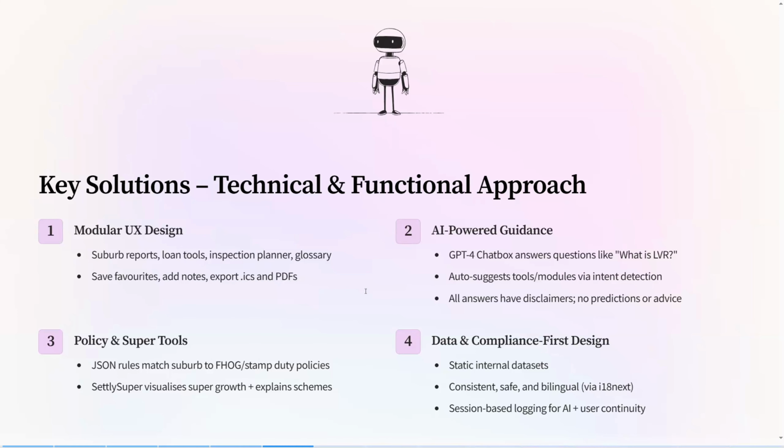We have a rule engine that matches suburbs to FHOG and stamp duties or super schemes. The super tool visualizes the long-term super growth, which most users don't know how it works. And the last function is data and compliance first. We rely on static weighted data sets and binding contents via i18n and session-based logging for audit-ready transparency.